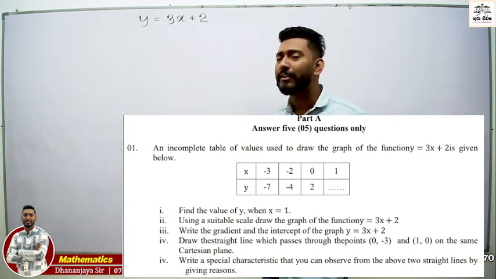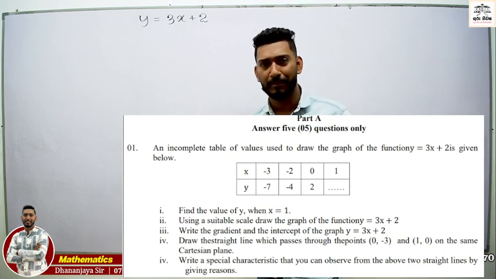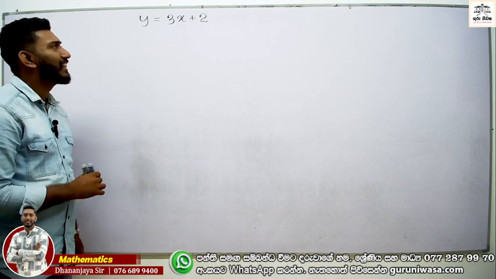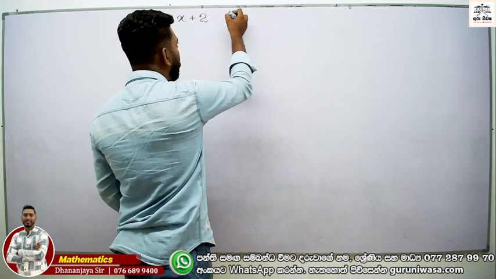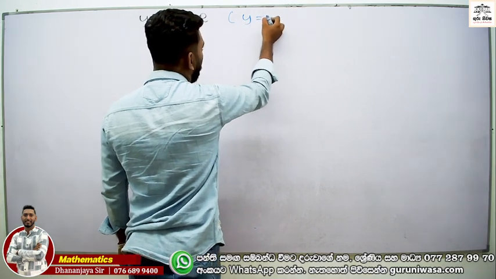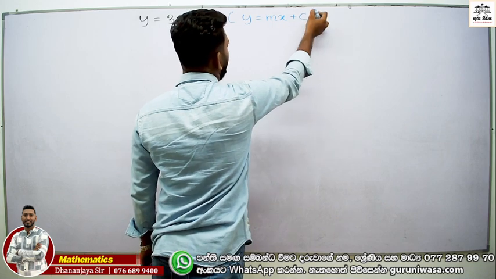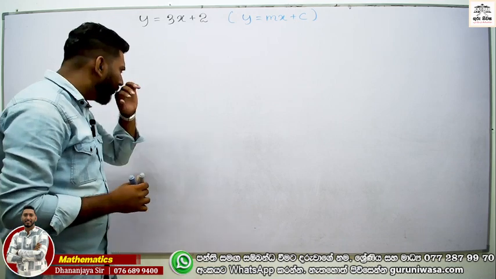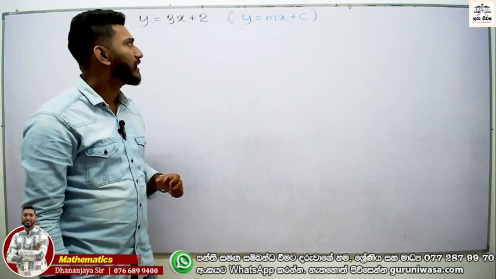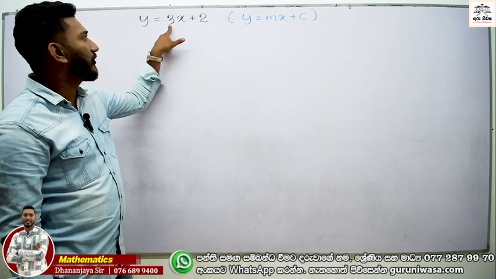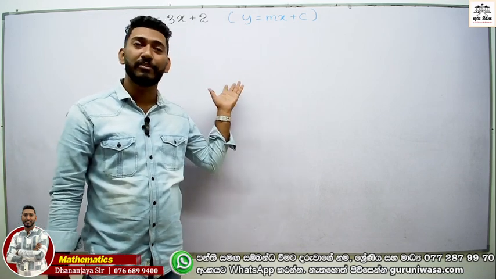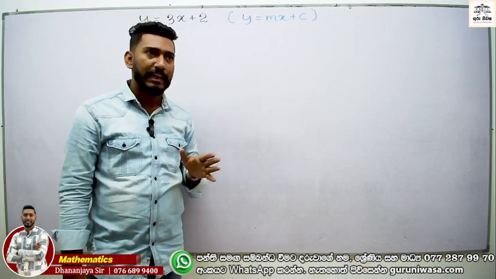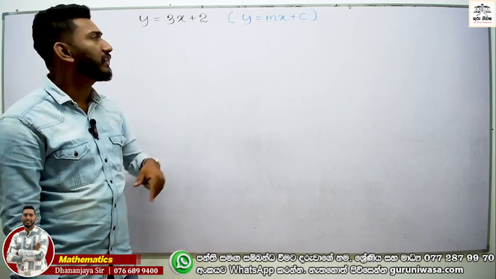My question is, what is the value for the gradient? In y equals mx plus c, we call m the gradient, and m is the coefficient of x. That means the coefficient of x is 3. Therefore, our gradient is positive, and its value is 3. Now, plus 2 is the intercept, and the intercept is the intersection point of the y-axis, which is 2.